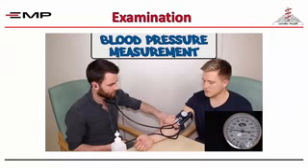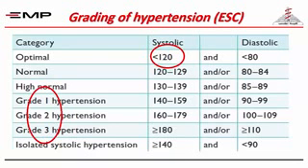Examination: blood pressure should be properly measured and assessed. This will be fully covered in the clinical session. According to measurement of blood pressure, grading of hypertension can be done. Optimal blood pressure is less than 120 over 80. Normal arterial blood pressure is a systolic of 120 to 129 and diastolic 80 to 84 mm mercury. High normal is 130 to 139, 85 to 89.